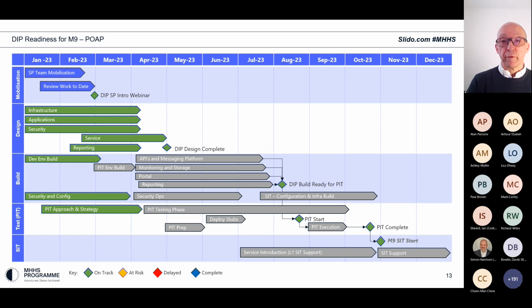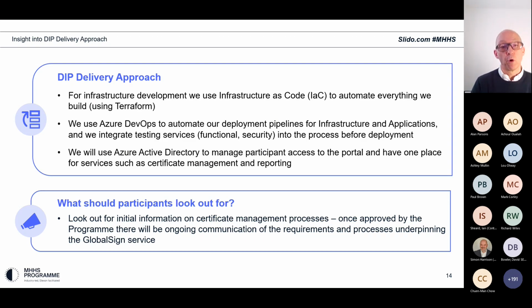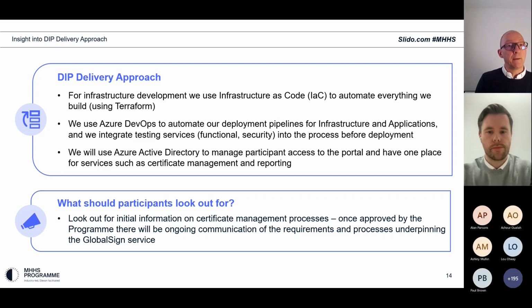I think that's the overview that I wanted to provide. There was one final piece just to mention before I hand back, which is, again, just to reiterate that delivery approach. So automation for the infrastructure development using infrastructure as code, ADO being our tool set of choice for automation and deployment, and Azure AD for participant access. In terms of what to look out for, I touched on it a little earlier, but more information to follow on certificate management and the processes that will relate to onboarding and connection to the DIP. With that, I'll hand back to Kevin for the Q&A.